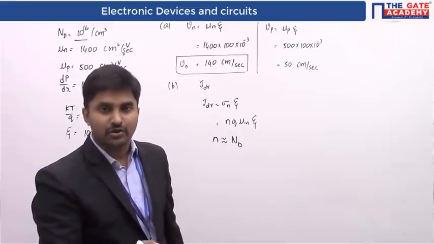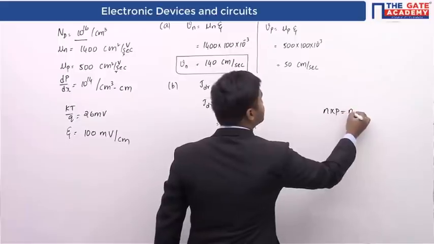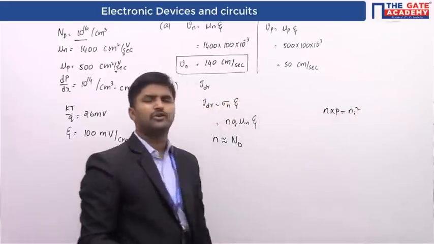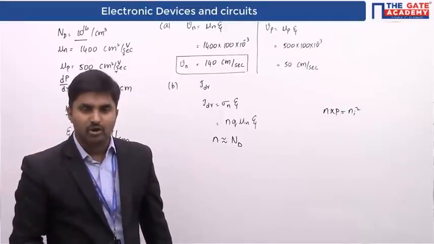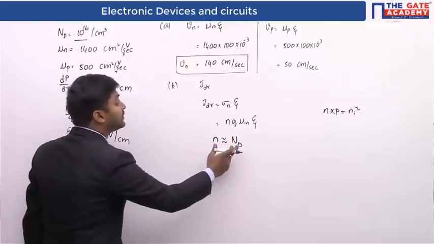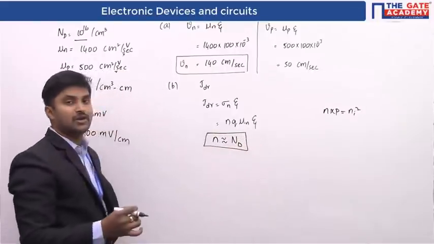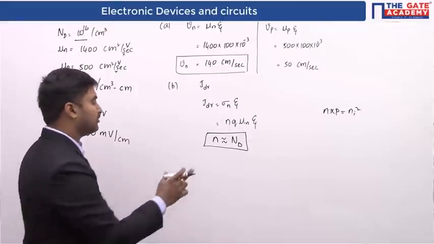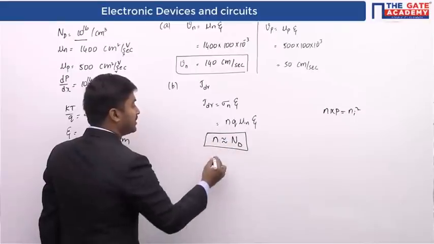So according to the mass action law, n into p will be equal to ni square. Therefore, you can see that the concentration of the holes is going to be very low. So the electrons themselves will be equal to the value of Nd. Therefore, we can say that n is almost equal to the value of Nd. So let us substitute that.